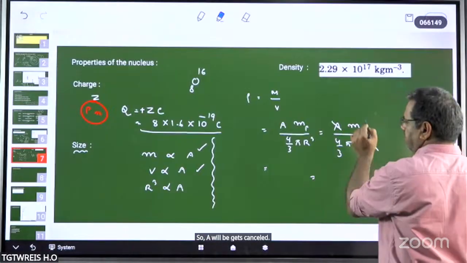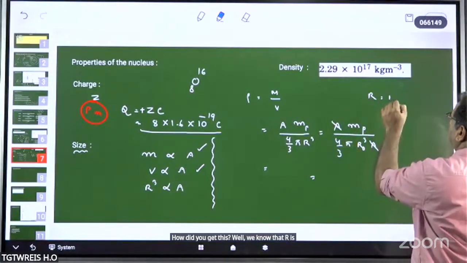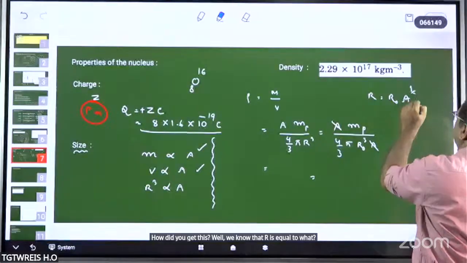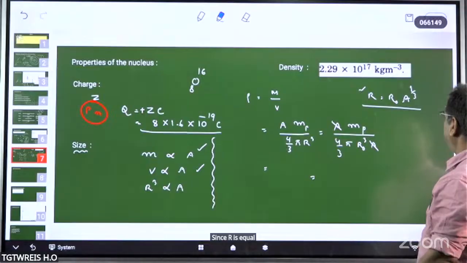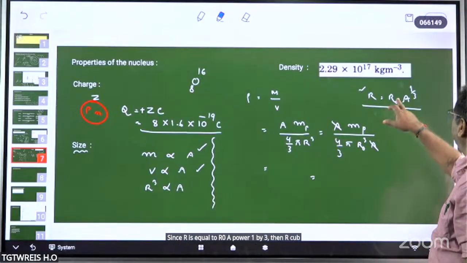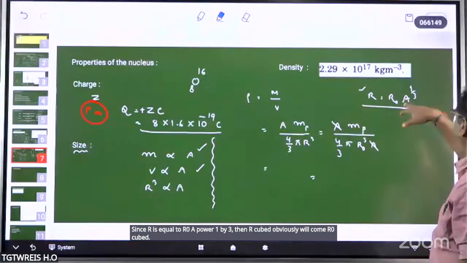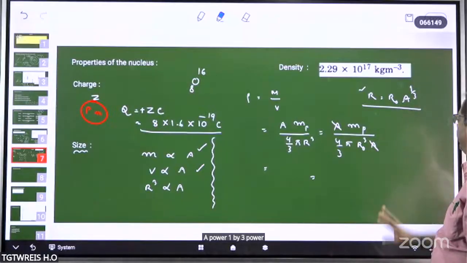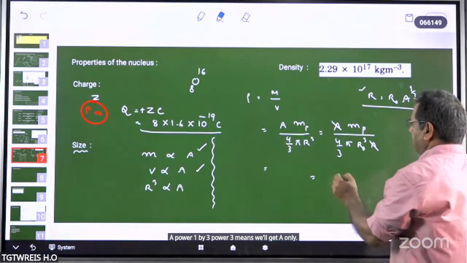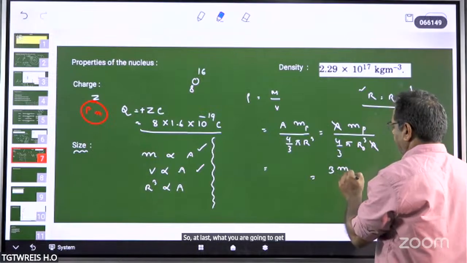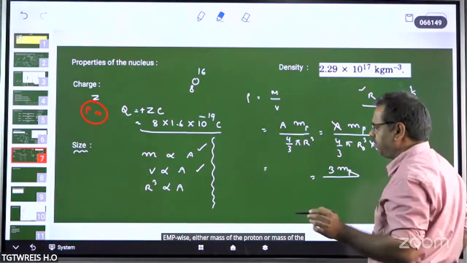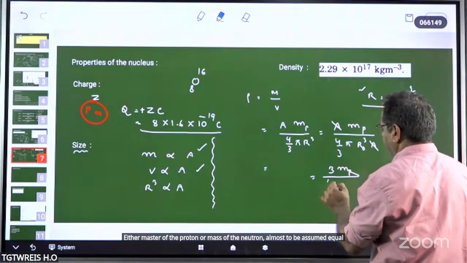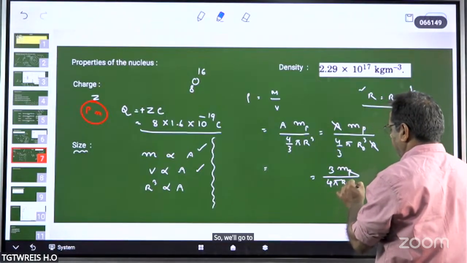How did you get this one? We know that R is equal to R naught A power 1 by 3. Since R is equal to R naught A power 1 by 3, then R cube obviously is R naught cube times A power 1 by 3 power 3, which is A only. So at last, what you are going to get is the mass of the proton or the mass of the neutron, almost equal as we assumed, divided by 4 pi R naught cube itself.